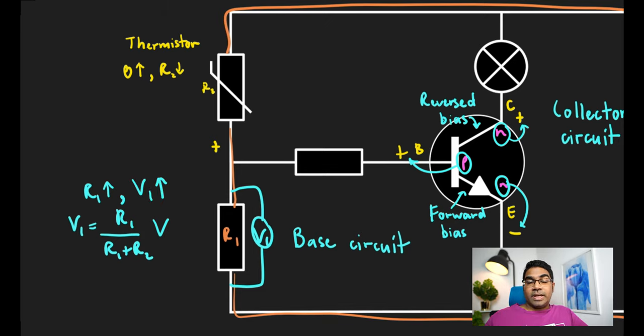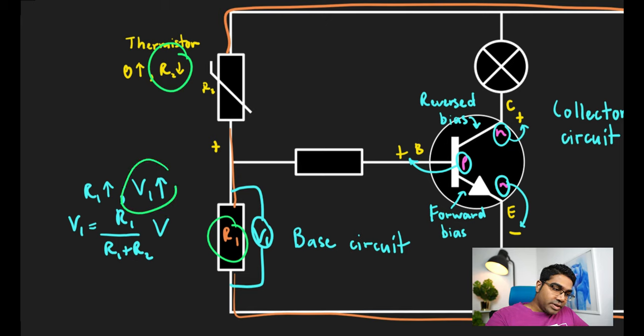This is exactly what is happening in this scenario. When R2 drops because the temperature is high, relatively, R1's value is much higher than R2. And because of this, it follows that the potential difference across R1 will be very high as well. And this would mean the potential difference across the base circuit is high as well. And now we have enough potential difference to overcome the junction potential here at the base-emitter junction. And therefore, current can flow in the base circuit. The current that flows in the base circuit is known as the base current.